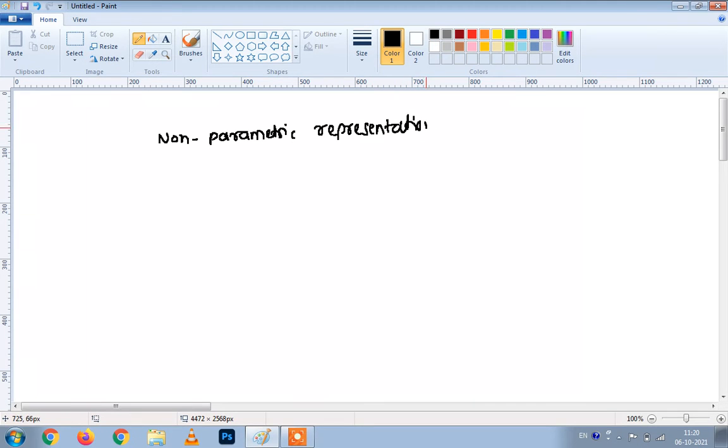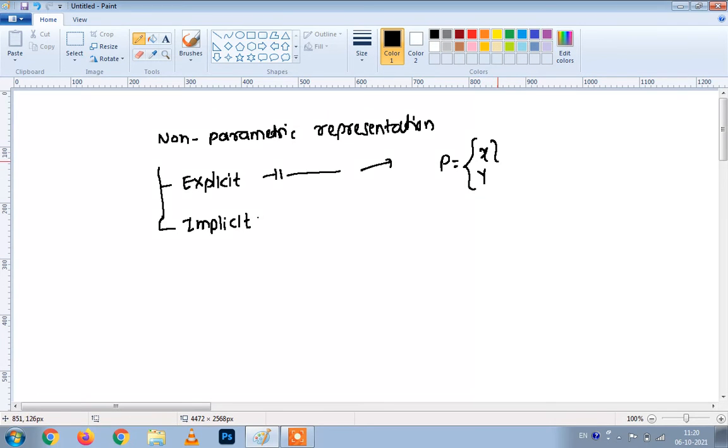There are 2 types of non-parametric representation. First one is the explicit. Now let's understand what is explicit. Explicit non-parametric representation, and second one is implicit. Now in case of explicit non-parametric representation, suppose any point P having the coordinates x, y.